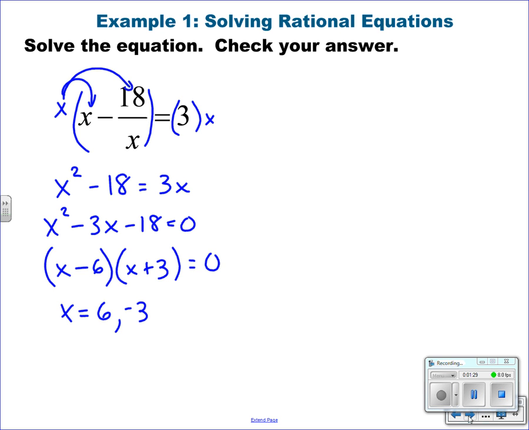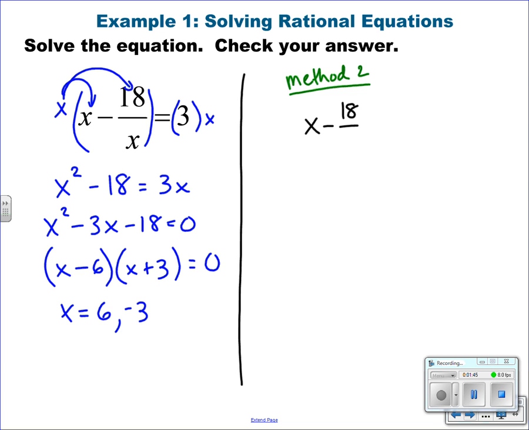There's also another method you could use that you might be more comfortable with. And I'm just going to show this one time. You can use this for all of them, but I'm just going to show it for this example. So we started with x minus 18 over x equals 3. If you want to get a common denominator, meaning, okay, I see an x in the denominator there.